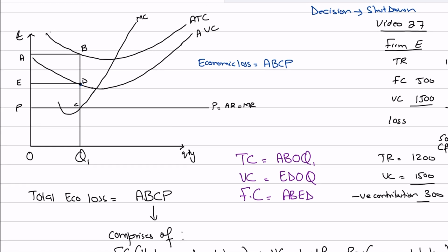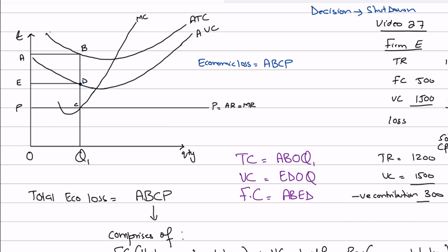So total cost is equal to ABOQ1. ABOQ1 is representing my total cost. Already explained to you why. Variable cost is EDOQ1. EDOQ1 is my variable cost. So if I deduct the variable cost from my total cost, I would get the fixed cost. So the fixed cost is what? The fixed cost is ABED. So technically ABED is representing my fixed cost. Okay guys, ABED is my fixed cost.